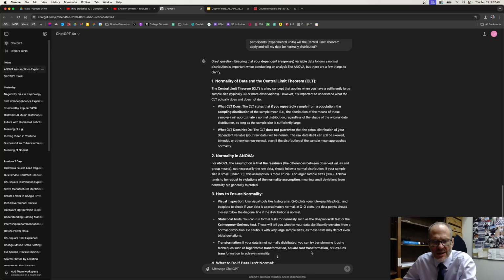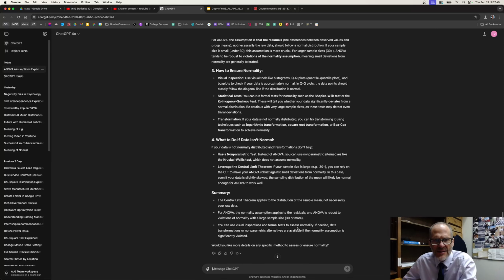If your sample size is small, under 30, this assumption is more crucial. For larger sample sizes, 30 plus, ANOVA tends to be robust to violations of the normality assumption, meaning small deviations from normality are generally tolerated. Whatever. How to ensure normality? Visual inspection. You could use visual tools like histograms, Q plots, quantile plots. We haven't learned about those. Box plots, right? And check if you're approximately normal. Statistical tests: you can run formal tests for normality such as the Shapiro-Wilk test or the Kolmogorov-Smirnov test, never heard of these. This will tell you whether your data significantly deviates from a normal distribution.